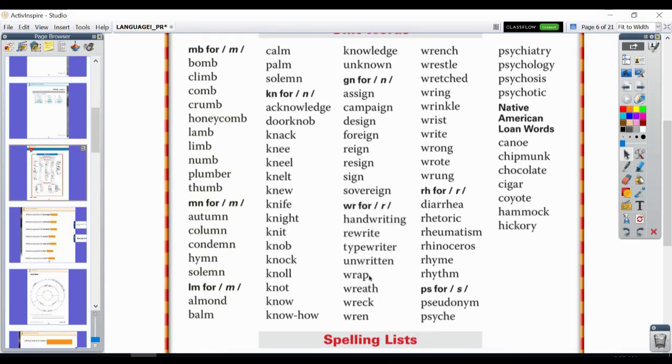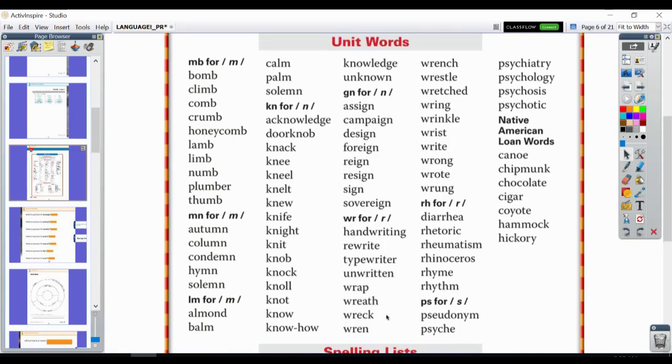Which is a synonym for destroy? It's another WR spelling, destroy. Which one of those means destroy? Yep, wreck, to wreck. Which is a synonym for inscribe? To write means to inscribe.